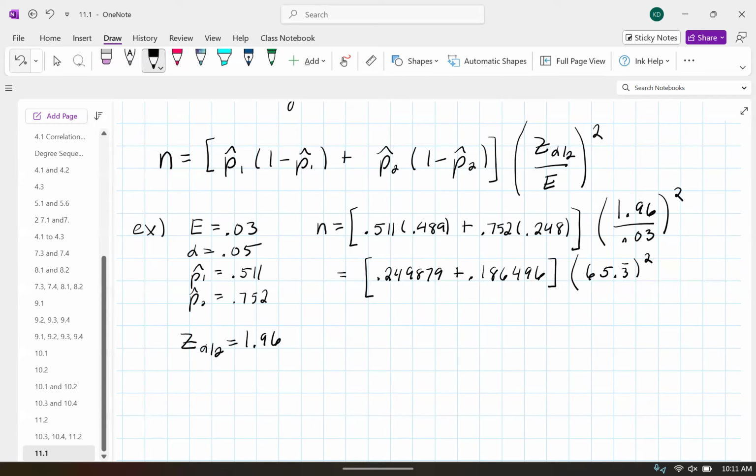Square that. Plus 0.186496. Times that monster, it gives me about 1862.6.